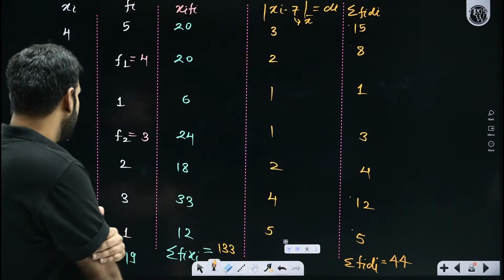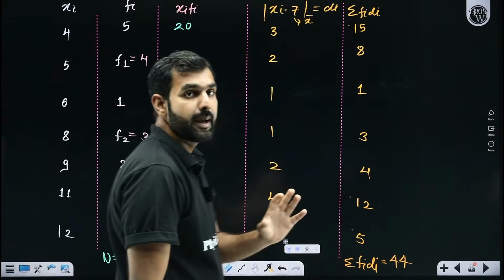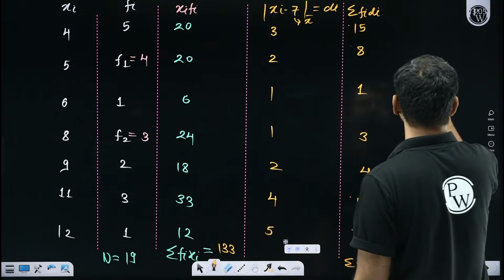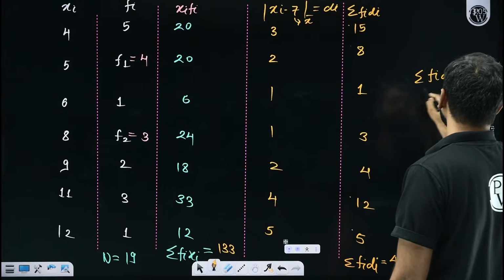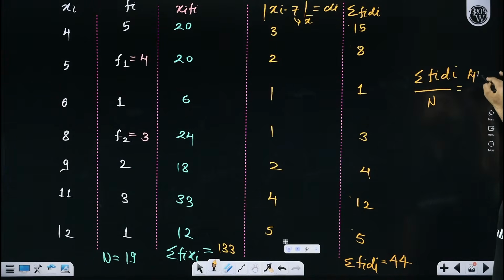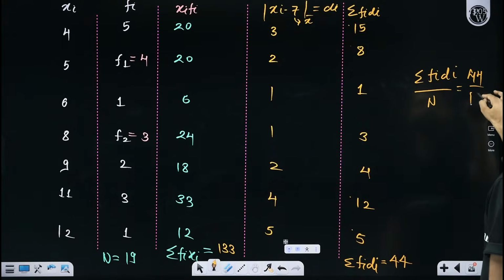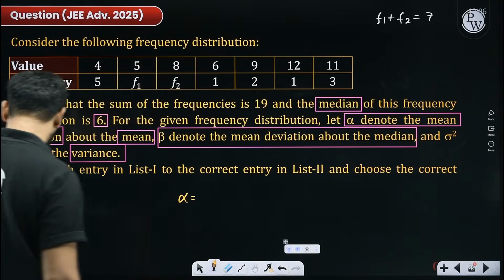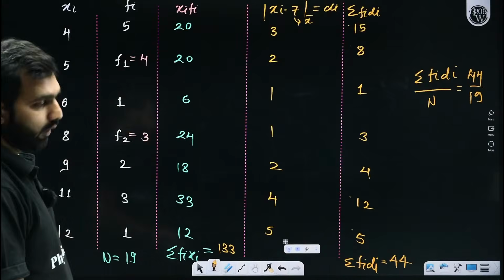Now with this, what will you get? You need to write the mean deviation about the mean. So mean deviation about the mean will be summation fi di upon n. So that will be 44 upon n, which is 19. That will be your mean deviation about the mean, which is going to be the value of alpha. Alpha is going to be 44 upon 19.